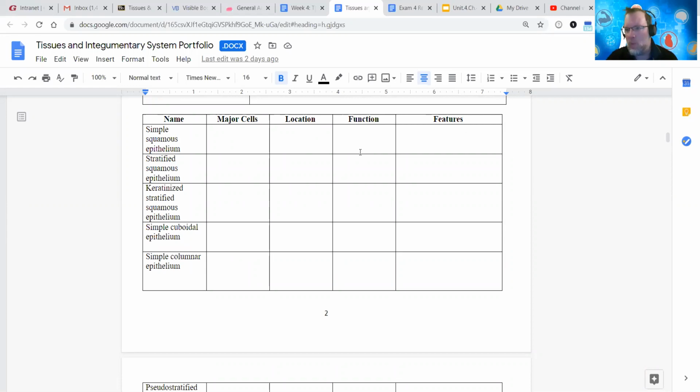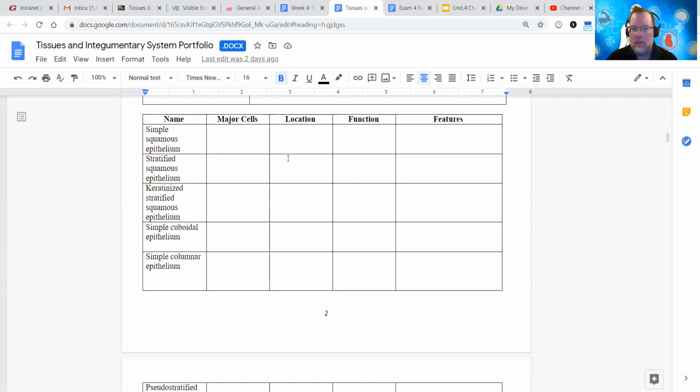And again, you can be relatively brief. I don't need every single location. I just need one example of a location where you might find each of these. And again, we went through them in your slides on Tuesday, so you can access those. These are also going to be in your OpenStax as well as in Visible Body.